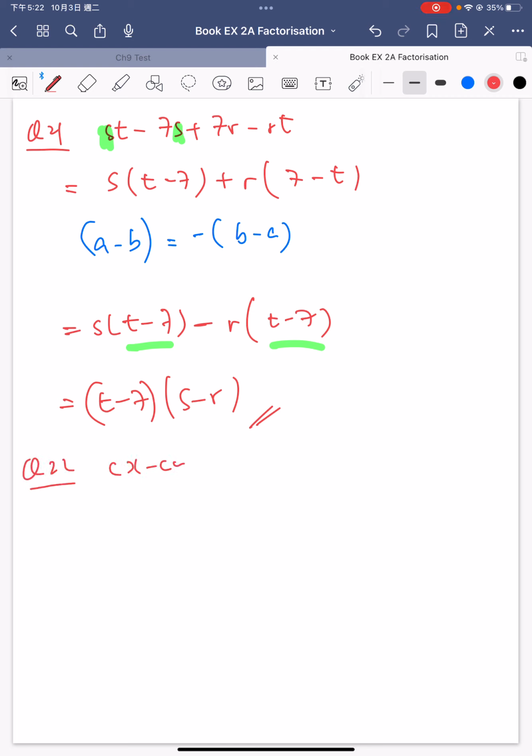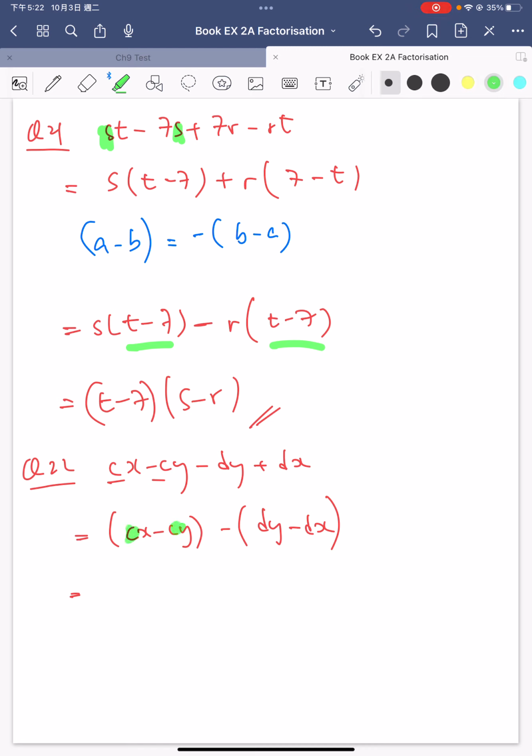We have cx minus cy minus dy plus dx. For the first part, we can take out the common factor c. And for the last part, we can take out the common factor d. Bear in mind that there's still a negative here, so we need to group them first. So we have cx minus cy. And if you add a bracket to it, then we need to reverse the sign. So we have dy minus dx. Then we can take out the common factor c, and for the next part, d is the common factor. So we take out c, we have x minus y. Then we take out d as the common factor, we get y minus x.